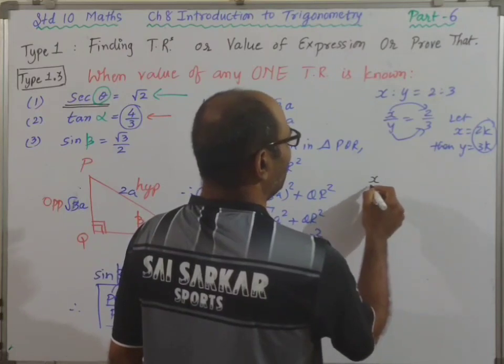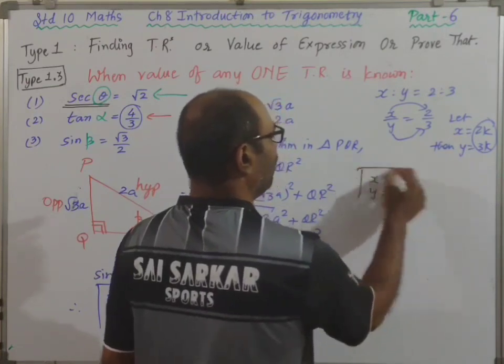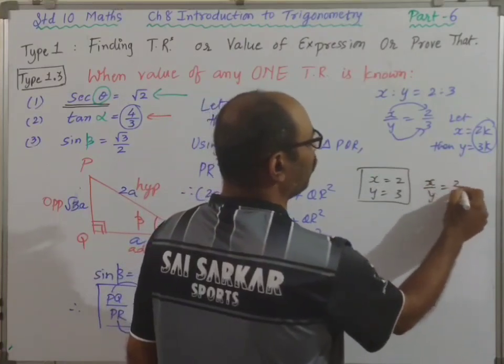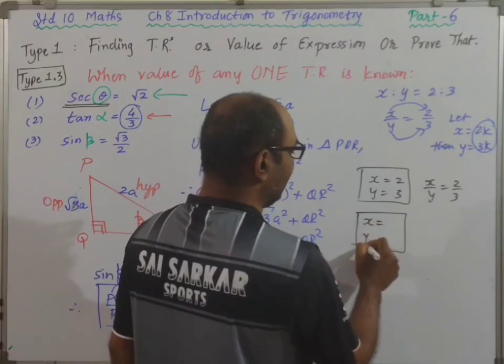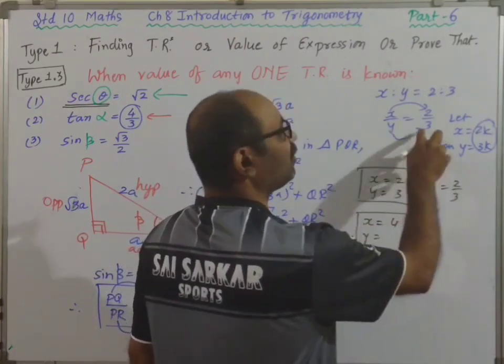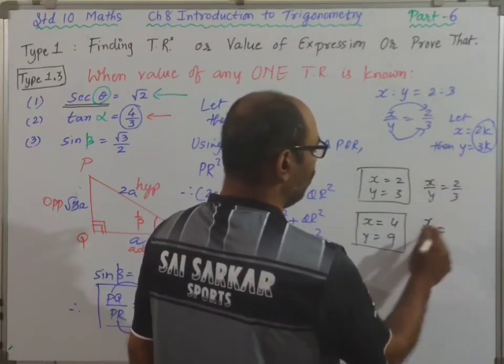Here, take x equal to 2 and y equal to 3, and check the ratio: x upon y is equal to 2 upon 3. Now I am taking another multiple of 2. 2 twos are 4, and the second multiple of 3 is 9. Here take x upon y.